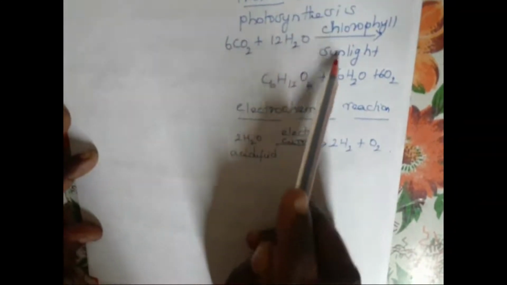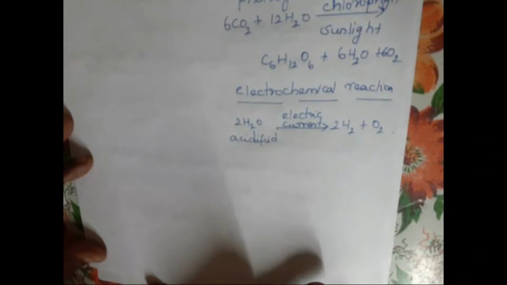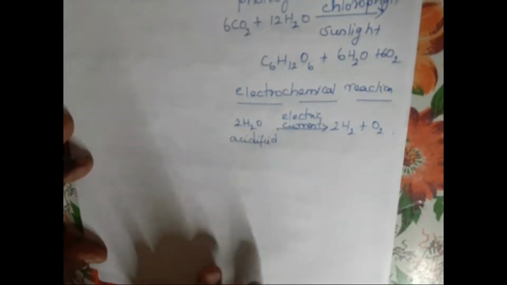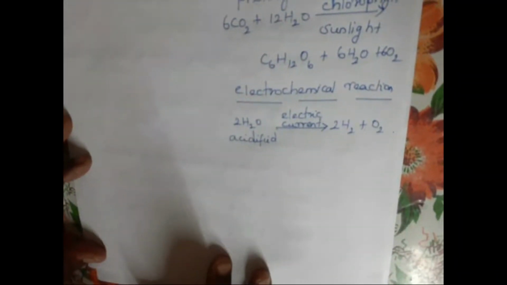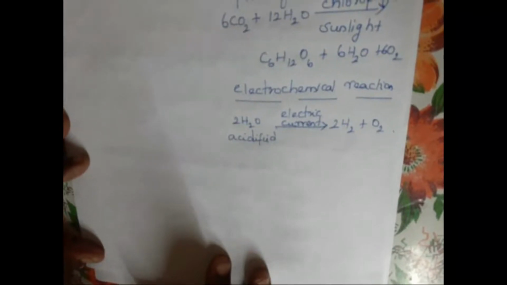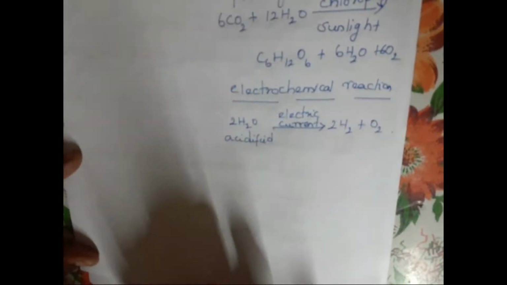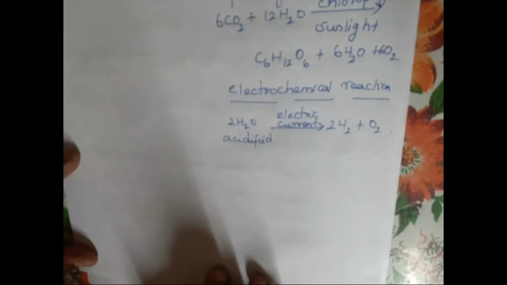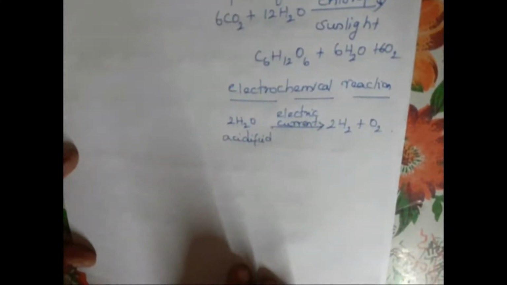Photochemical reactions are also endothermic reactions because we are supplying energy in the form of light there. Photosynthesis is a well-known example for this photochemical reaction. Look at here, in case of photosynthesis, carbon dioxide and water react together in presence of chlorophyll and sunlight. So we are supplying energy in the form of sunlight. So we are getting glucose, water and oxygen as a product. So when we are using light as a source of energy for the reaction to occur, then it also comes under endothermic reaction.